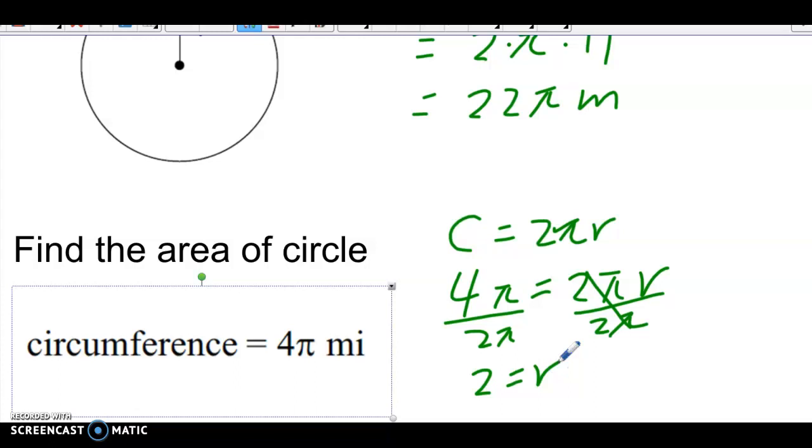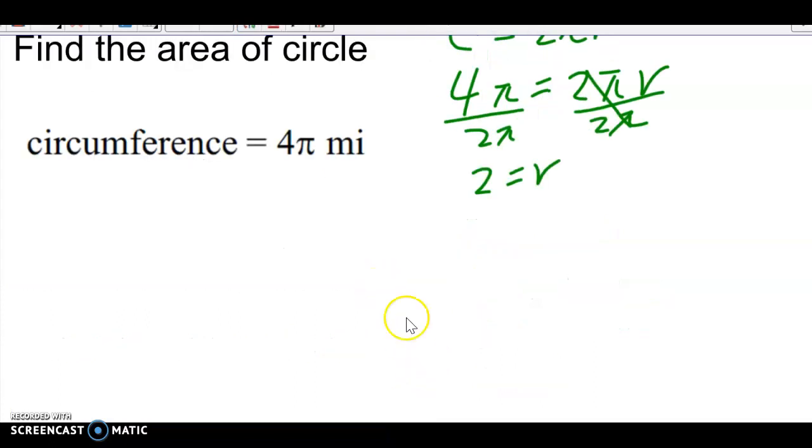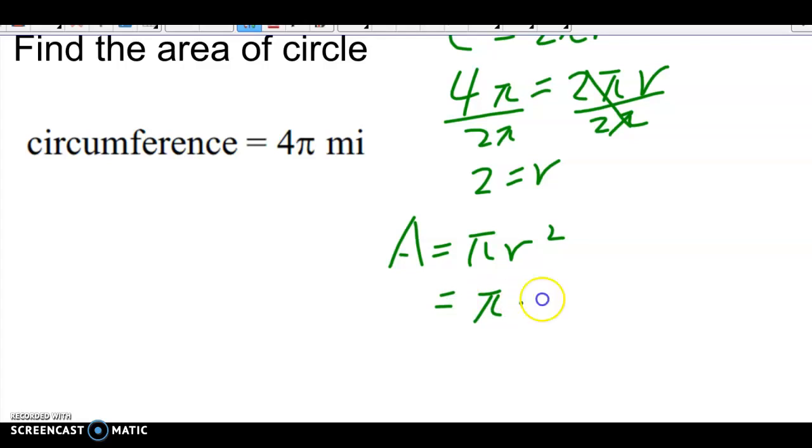So when we find the radius, then we will have no problem finding the area based on the area formula, right? So the area formula will be A equals pi r square. So from pi r square, we will have pi times, because r equals 2, so it's 2 square. That's going to equal 4 pi. Okay?